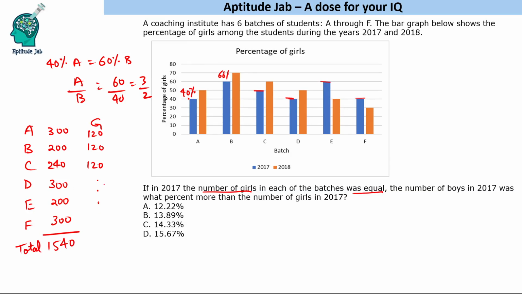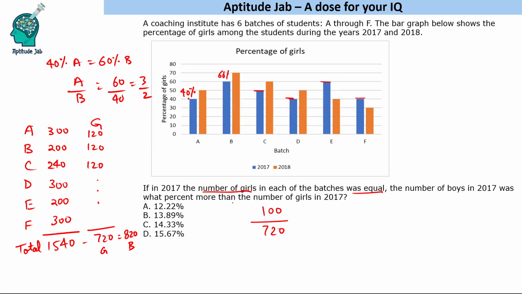Okay, how many girls are there? 120 into 6, 720 girls. So there will be 820 boys. Okay, so it is asking the number of boys is what percent more. So how many boys are there? 820. How many more boys? 100 more boys. The number of girls is 720.